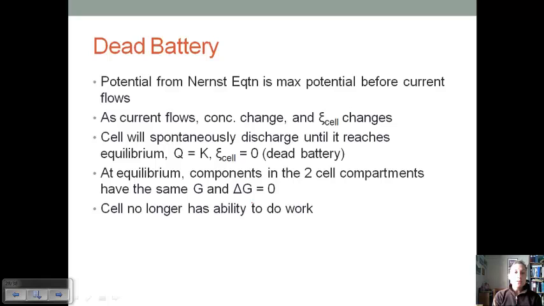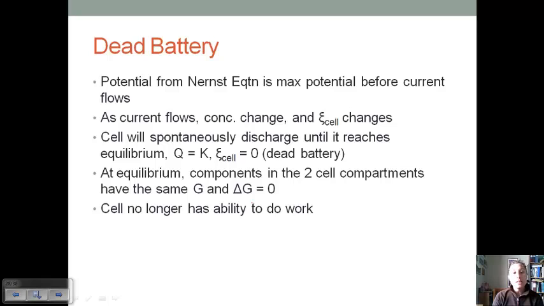Okay, so the potential from the Nernst equation is the maximum potential before current flows. We're just calculating the best conditions. And so as the current flows, obviously the concentration changes, like we looked at in the previous example. Direction of electron flow is based on concentration. And then, of course, the cell potential is going to change because of that change in concentration. So the cell will spontaneously discharge until it reaches equilibrium.